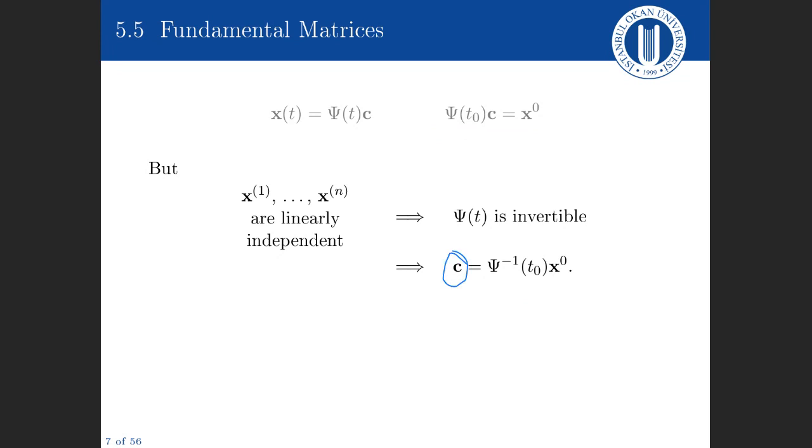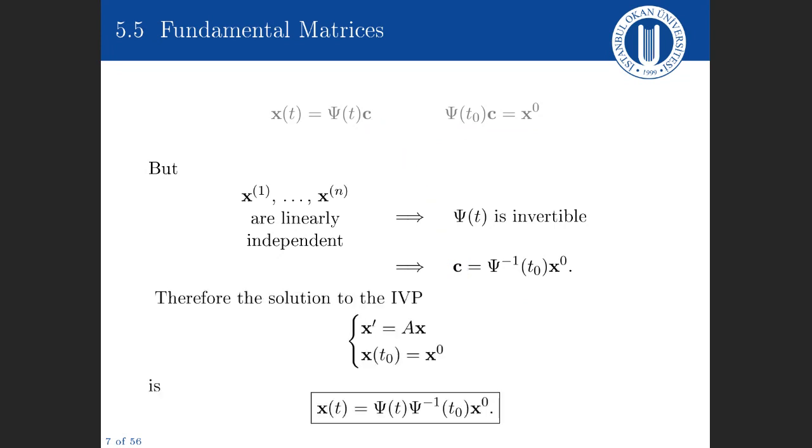As soon as we have a formula for C in terms of the initial condition, we can stick this into the general solution. And we can say that the solution to the initial value problem, x prime is equal to Ax, x at time t0 is x0, is the fundamental matrix at time t multiplied by the inverse of the fundamental matrix at time t0, multiplied by the initial condition x0.